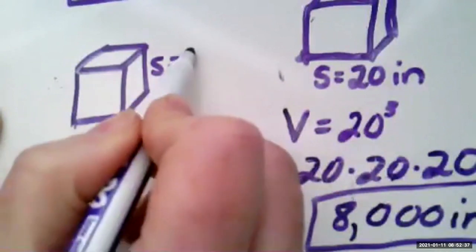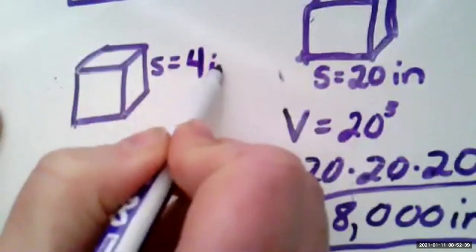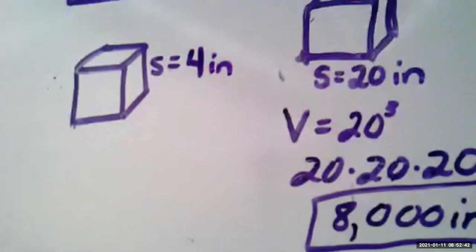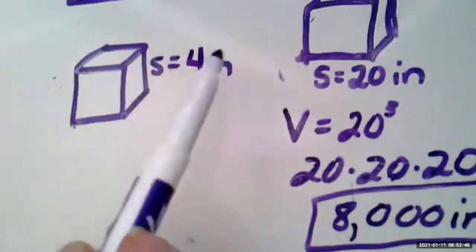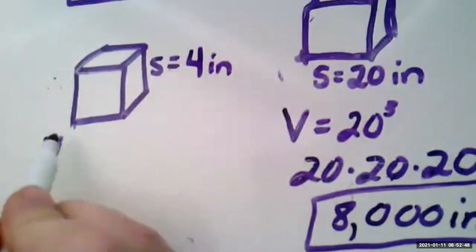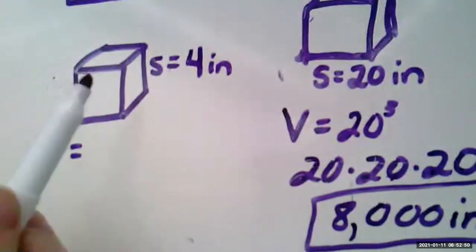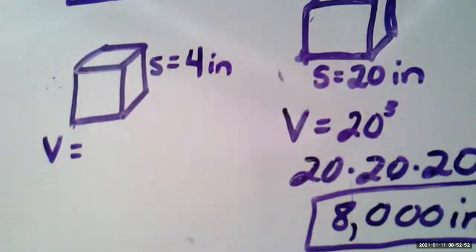This cube, if you have a side of this cube that is, let's go with 4 inches. This is a smaller box, okay? If you have, thank you, Zanaya. If this side is 4 inches, what would the volume of this cube be?